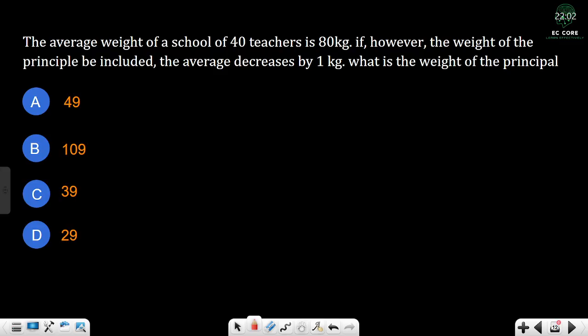Now let us find the average weight. The average weight of 40 teachers in a school is 80 kgs. If the weight of the principal is included, the average decreases by 1. So what is the weight of the principal?